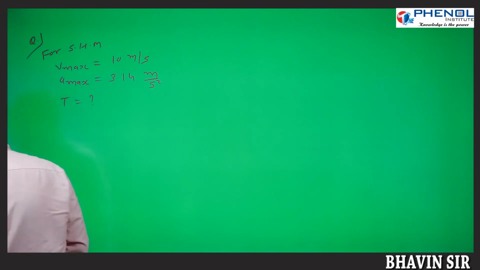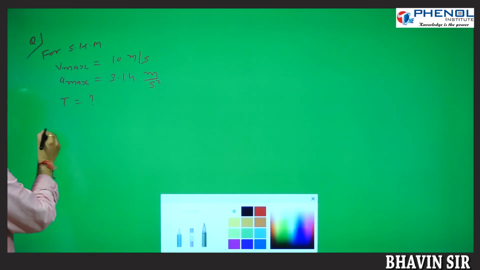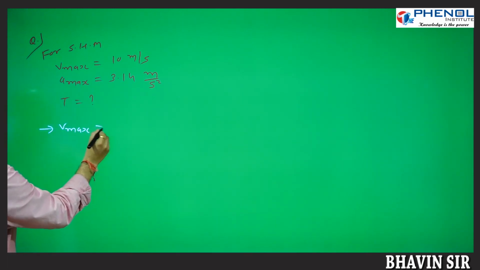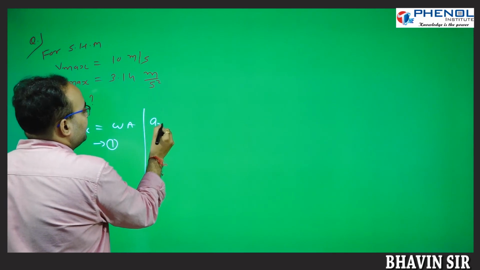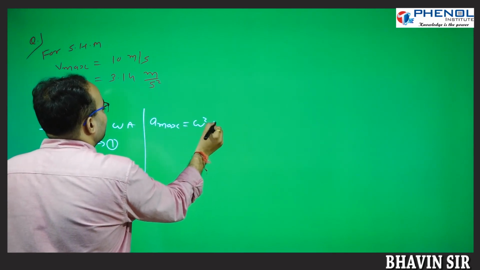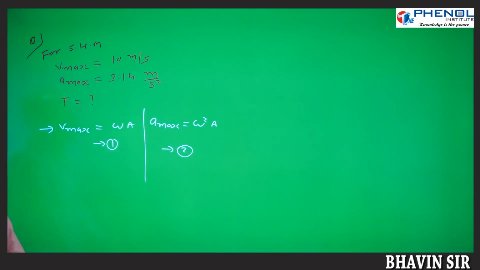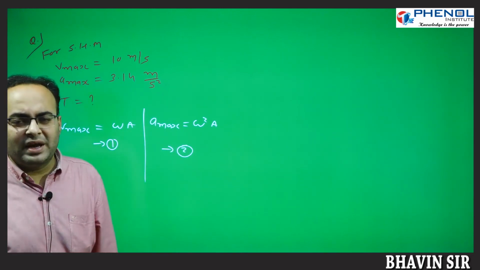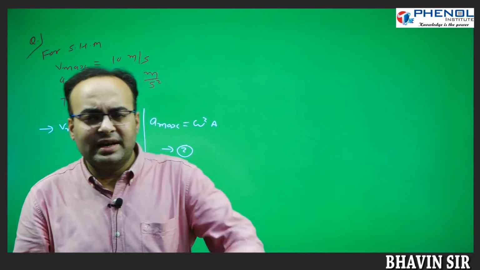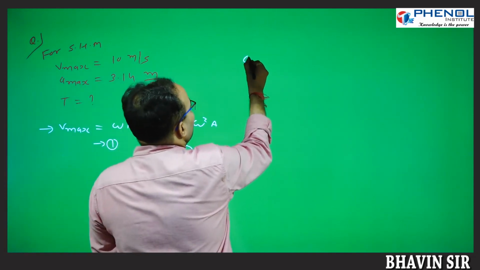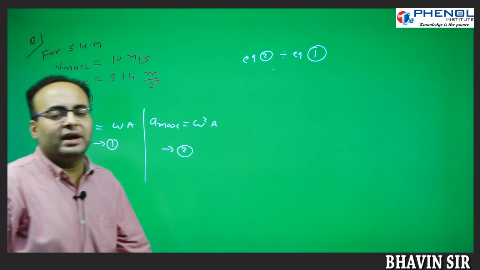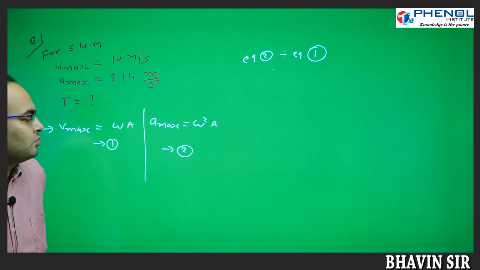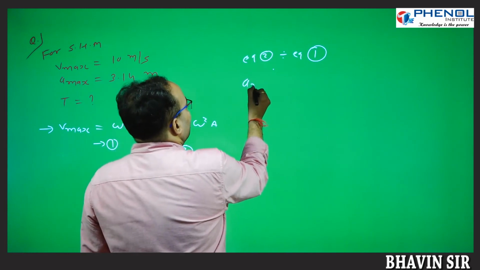Find the time period. Okay, we want to find what? Time period. Now students, what is the formula for maximum velocity? Omega a. What is the formula for maximum acceleration? Omega square a. So now students, divide these equations because we know the maximum velocity and maximum acceleration. So we write both the equations. Now students, take the ratio. So a cancels. So we find omega, and from omega we find the time period. Okay, omega is equal to 2 pi by T. So take the ratio.